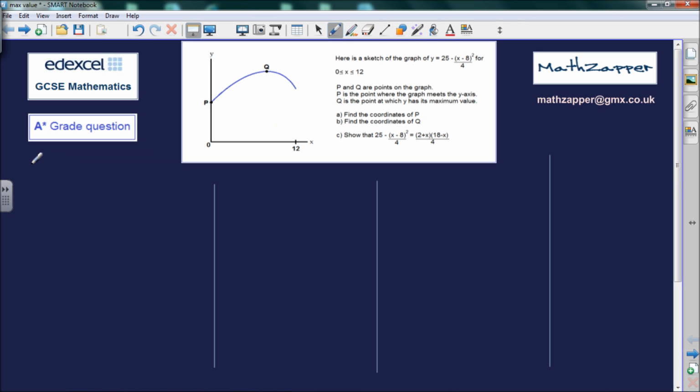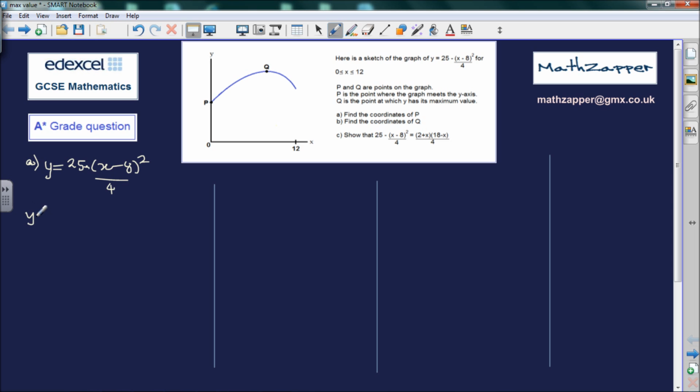We'll start with part A. Find the coordinates of P. Well, we start by writing out the equation, and that is y equals 25 minus (x minus 8) all squared divided by 4. Now, we're looking for the point P where it cuts the y-axis, and where any point on a graph cuts the y-axis, the value of x is equal to 0. So we can now sub in the value of x equal to 0 into the equation.